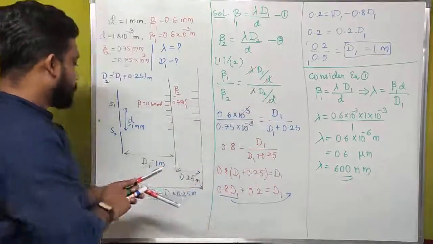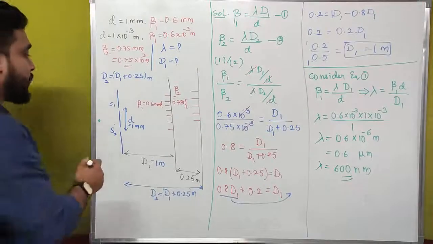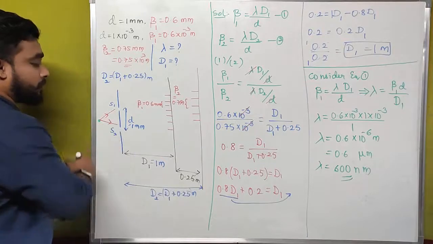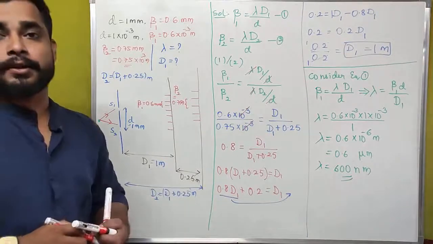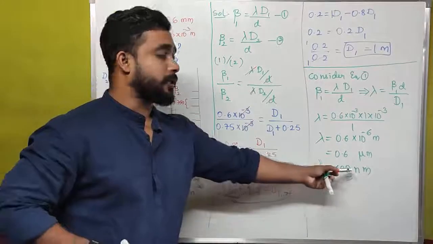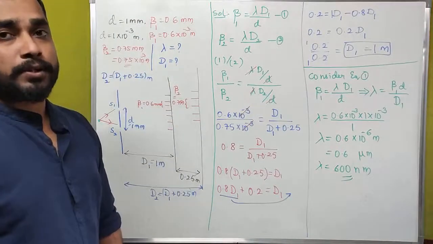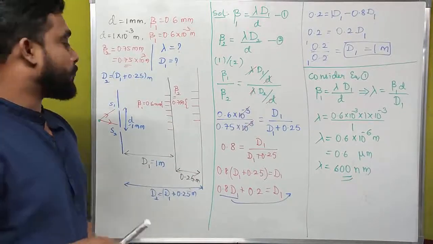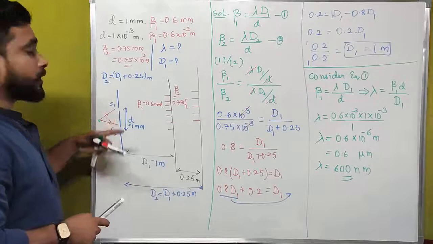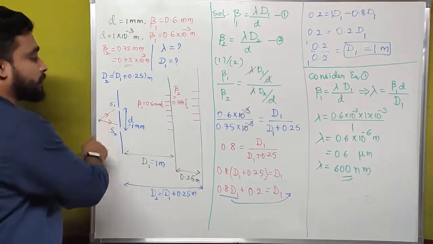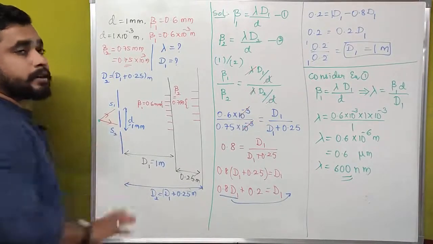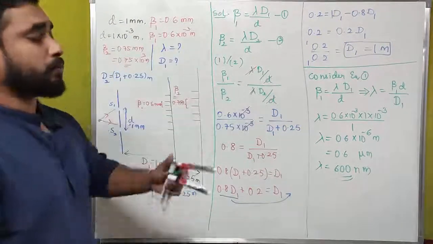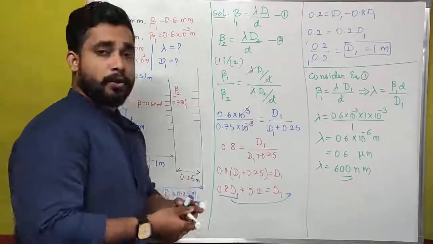Actually, the wavelength of the light is 600 nanometer, which means the light is red color. Red has approximately a wavelength of 600 nanometer, approximately 624 point something nanometer is the wavelength of red color light. Here the source of light we are using is of red color, that is 600 nanometer. This is all about the first problem of wave optics.